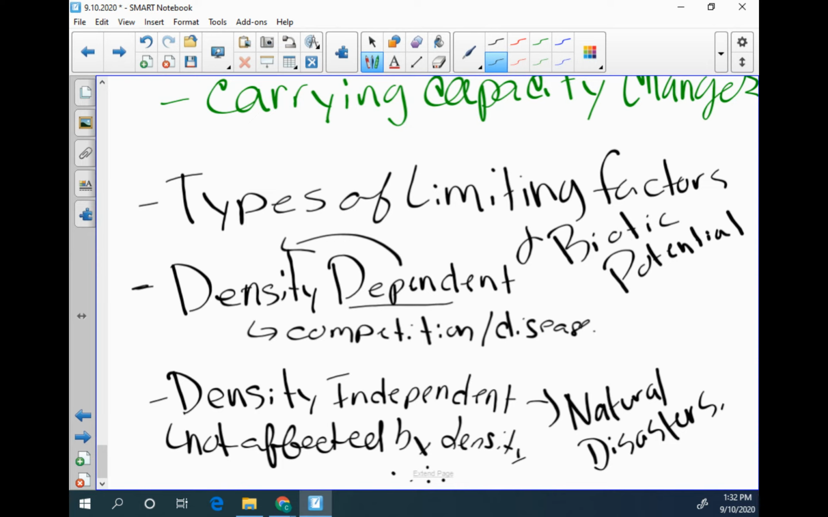I got to go up and erase a little bit for biotic potential. You guys have this?